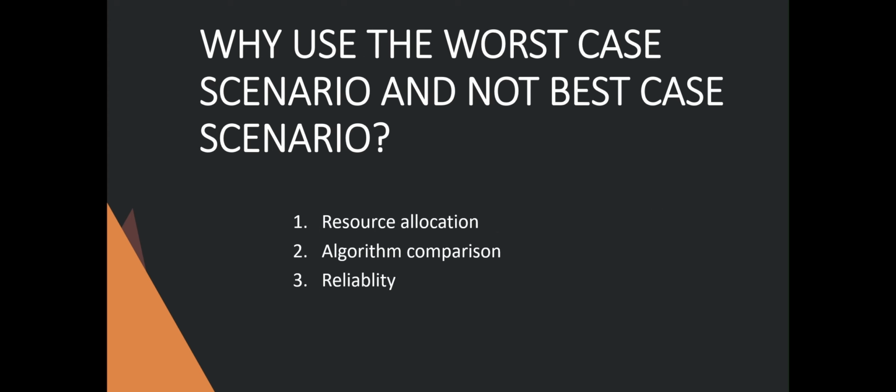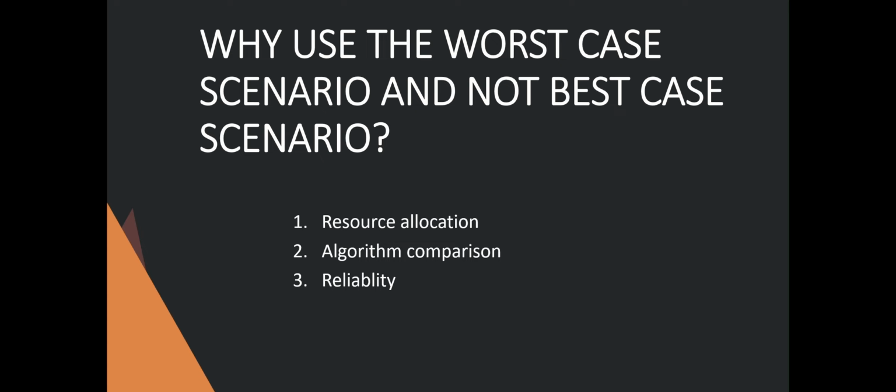Now, why are we using the worst case scenario instead of the best case scenario? Now, worst case scenario is big O. Best case scenario is the big omega. And in between, which describes the worst case and the best case, is the big theta. Why are we not using big theta or the big omega?